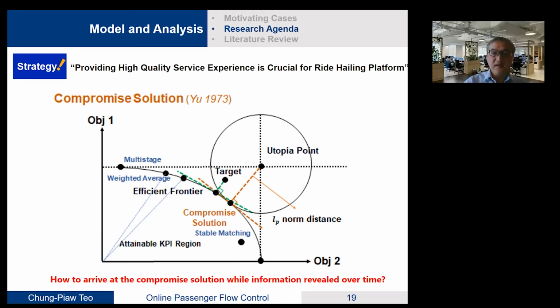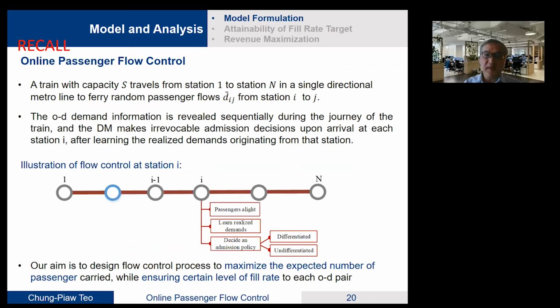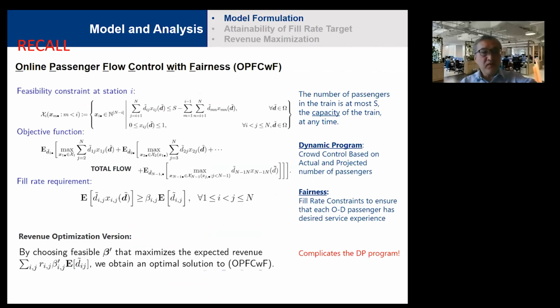But of course, the theory at that point in time was still handicapped by the fact that we need the problems to be IID. So the purpose of this paper that we have written is to extend this theory to deal with dynamic programming cases. How do we use gazing heuristics to solve stochastic DP with multiple objectives? So recall that this is the problem that we are motivating. And we want to solve this stochastic DP with these fill rate requirement constraints.